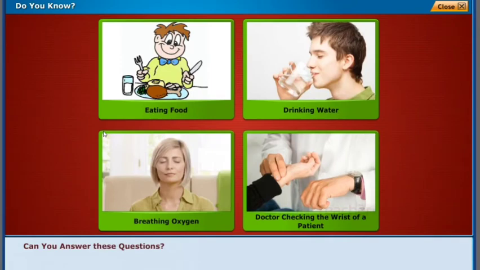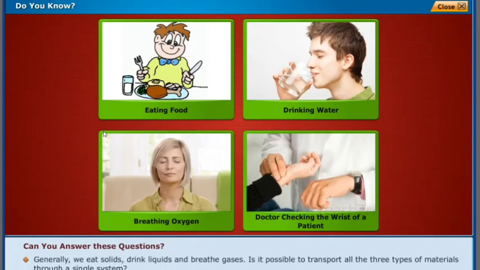Can you answer these questions? Generally, we eat solids, drink liquids, and breathe gases. Is it possible to transport all the three types of material through a single system?